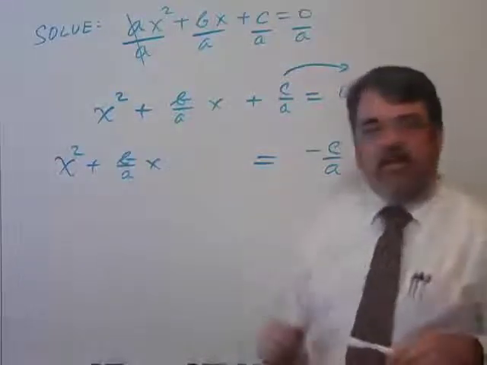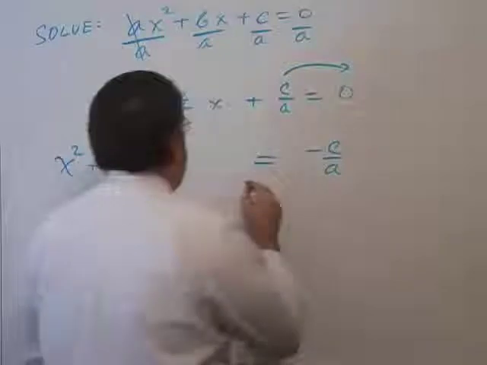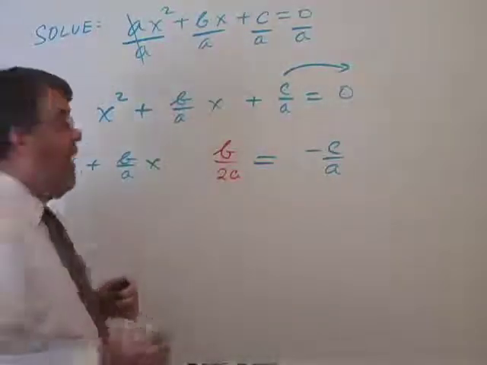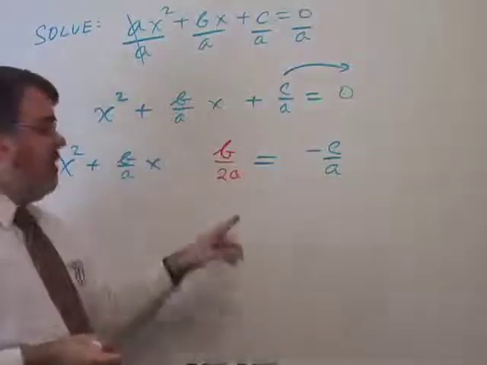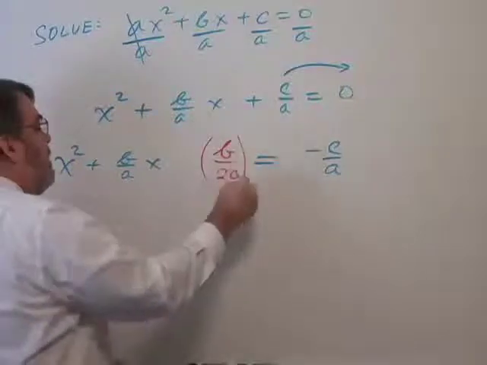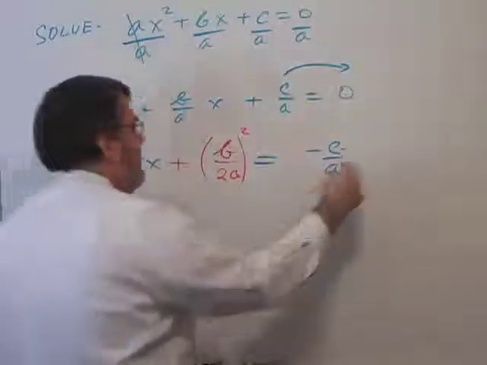And what is half of b over a? That would be b over 2a, because when you take half of something, you're doubling the denominator. So I'm going to square this term and add it to both sides.